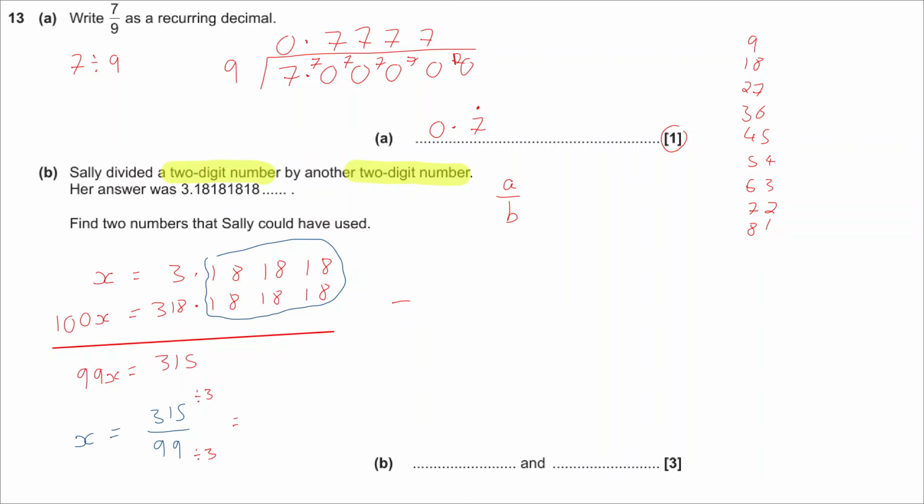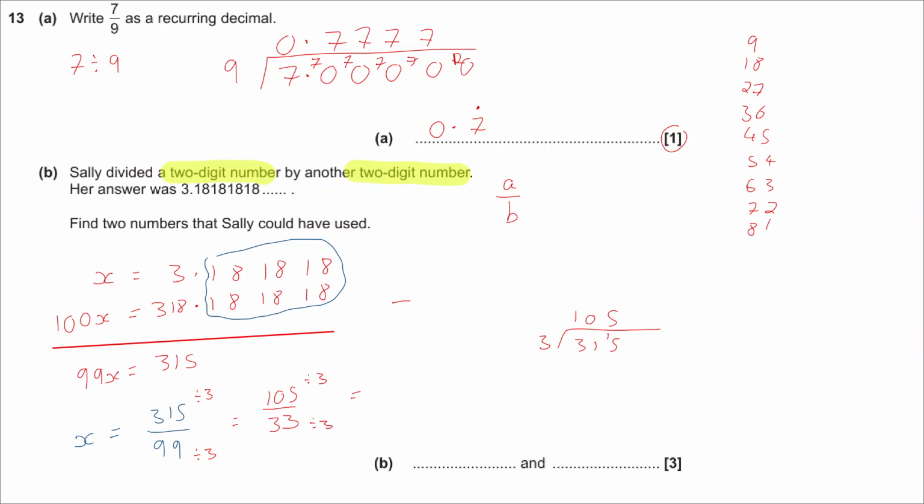So if you do 315 divided by 3, quick bit of bus stop, 3 into 3 goes 1, 3 into 1 doesn't work, so carry the 1, it's going to be 5. So it's going to be equal to 105 over 33. Now, unfortunately, this is still not a 2-digit number, so let's divide it by 3 again, divided by 3, divided by 3.